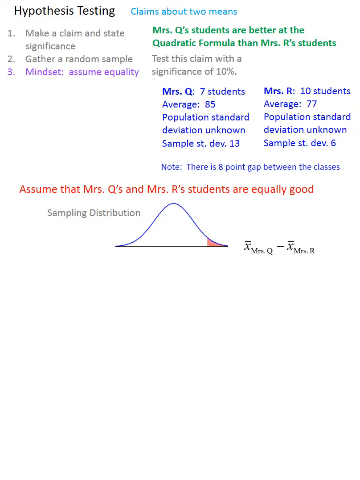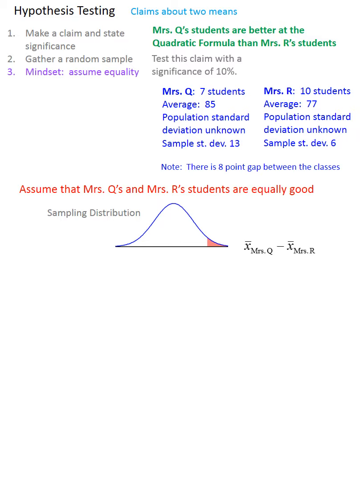Of course, this is not practical to actually do. Mrs. Q and Mrs. R aren't going to continually pick 7 random and 10 random students respectively and repeat this process over and over. The whole point of statistical sampling is to do it once. But imagine that we were to repeatedly take samples of 7 and 10 students from each. Every time we did this, we would get different class averages.